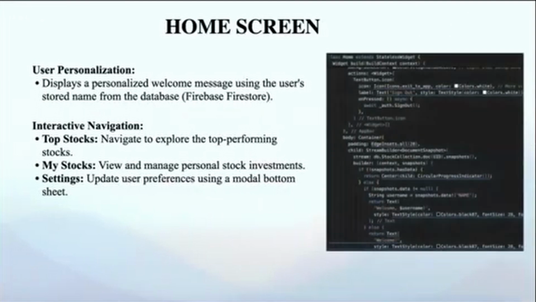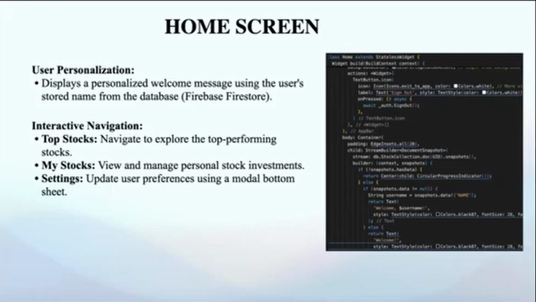So the home screen is used to display the user's personalized screen, displaying their stocks. It displays a personalized welcome message using the user's stored name from the database. And there's interactive navigation: top stocks, to explore the top performing stocks, my stocks, to view and manage personal stock investments, and settings, to update the preferences using a modal bottom sheet. So this is how the structure looks like.